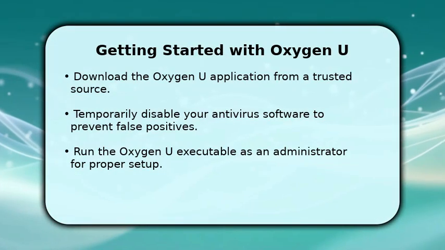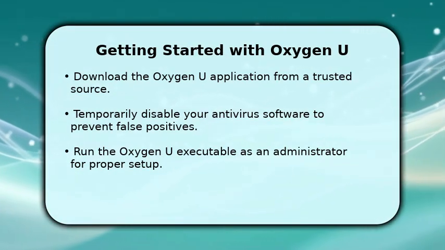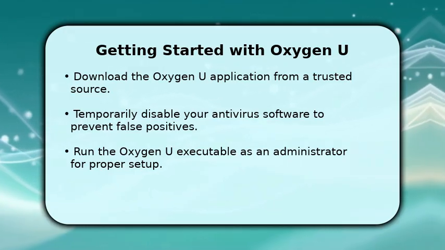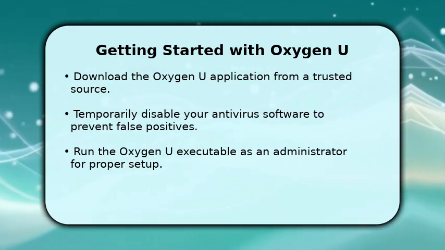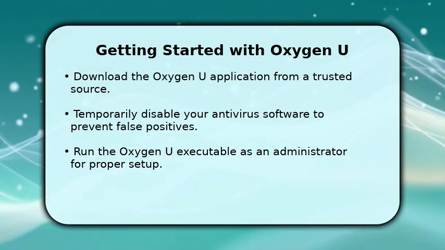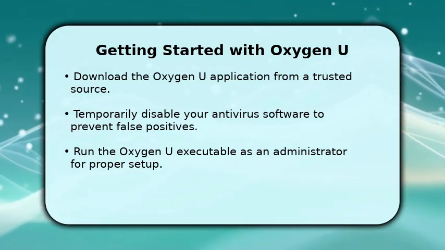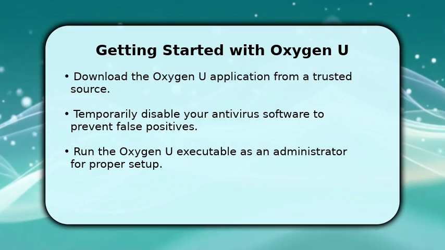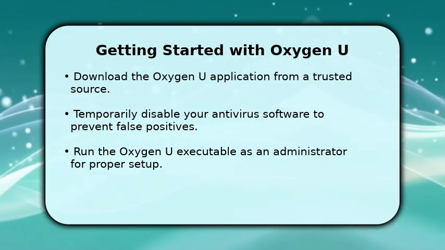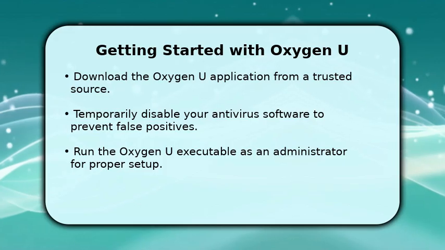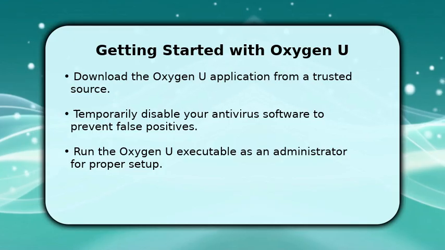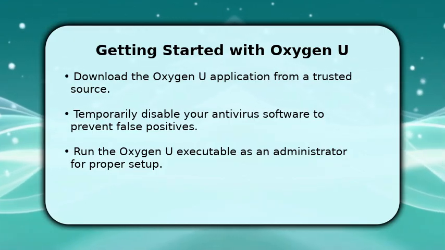To begin, you will need to download the Oxygen U application from a reliable source. It is often necessary to temporarily disable your antivirus software during this process, as executors can sometimes trigger false positive warnings. Once downloaded, extract the files and run the main executable as an administrator. This ensures that Oxygen U has the necessary permissions to function correctly on your system, preparing it for script execution.